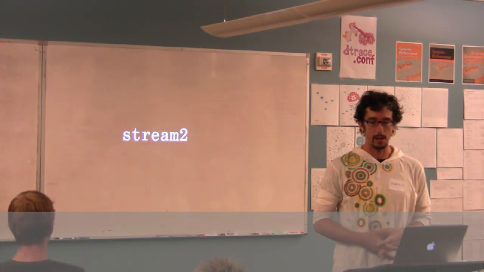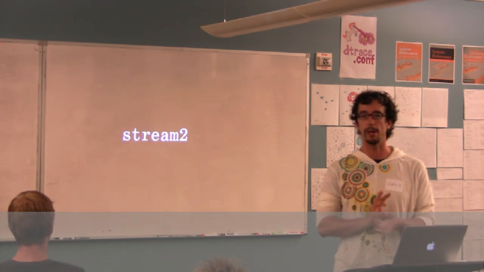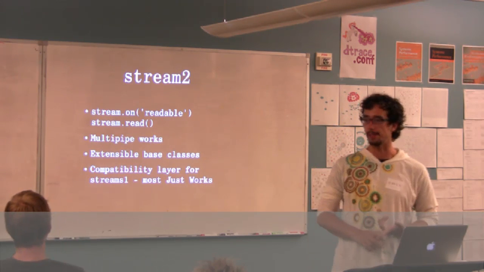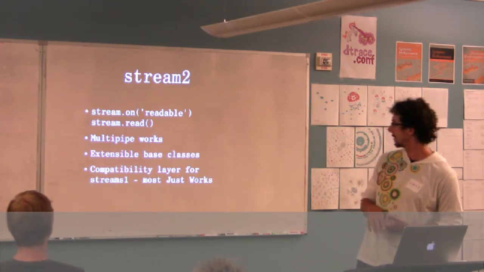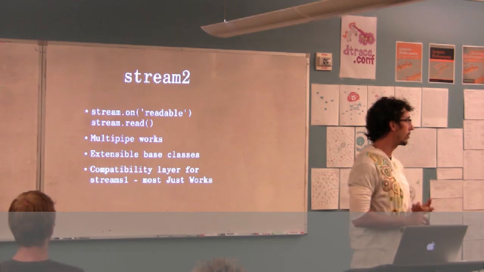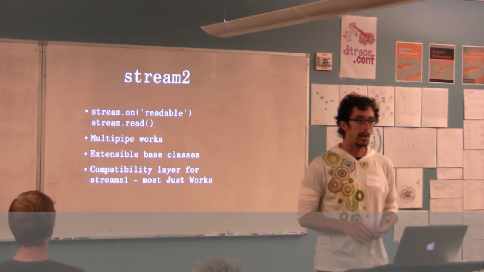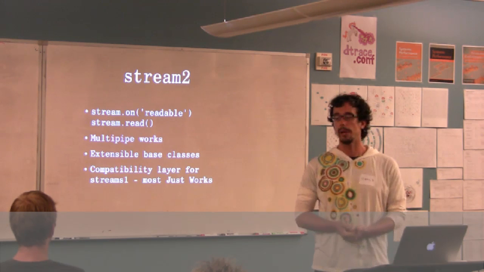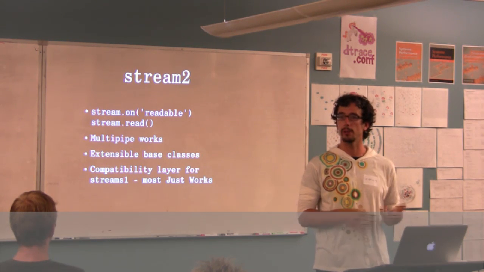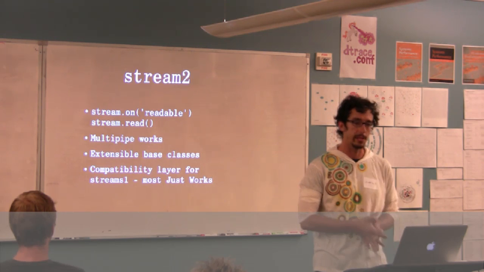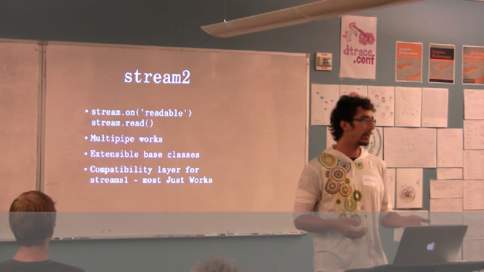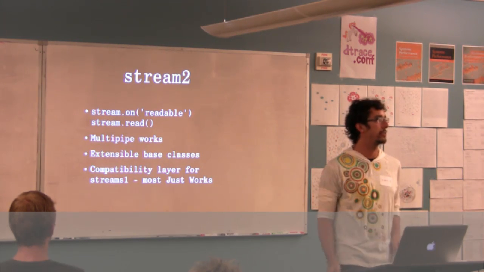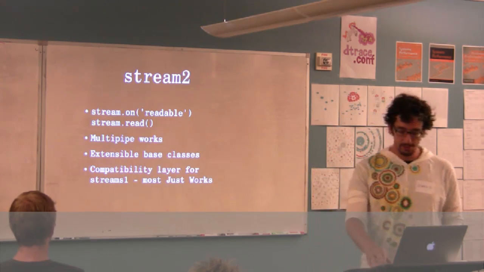The Streams 2 API changes things somewhat from a push model to a pull model on the readable side. We have a readable event, which emits to let you know that there is data you can pull out. And then there's a read method, which takes that data out of the stream. Multi-piping works. We added extensible base classes, so you could create your own writer or reader, and it would do everything exactly correctly. And there's even a compatibility layer, so that if you add a data event, it switches into old mode and just starts throwing data at you. There were some problems.